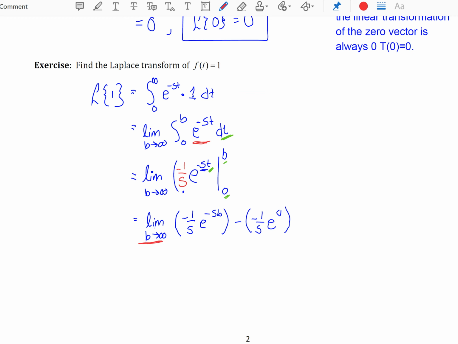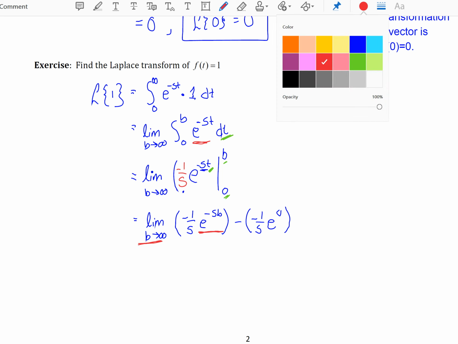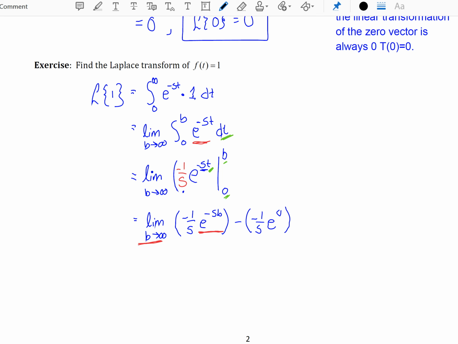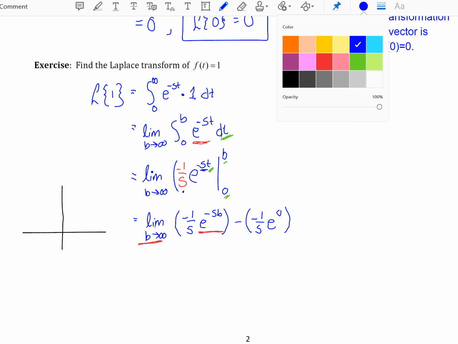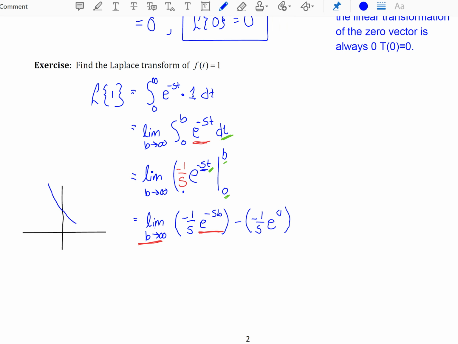Now, when evaluating this limit, consider what happens as b goes to infinity to this exponential term. And recall that the graph of e to the negative sb, let's put a little sketch on the side here. The graph of e to the negative sb as b goes to infinity, that's our variable, is going to be a decreasing exponential function that asymptotically approaches the x-axis as time goes on. So it approaches the line y equals 0. Which tells me that the limit of e to the negative sb is 0.